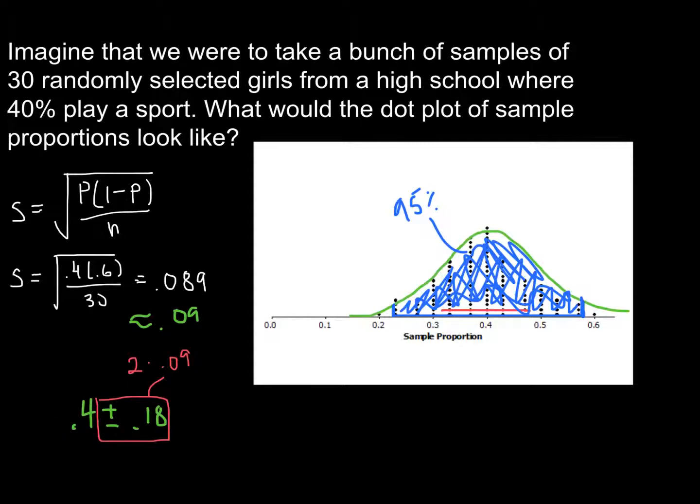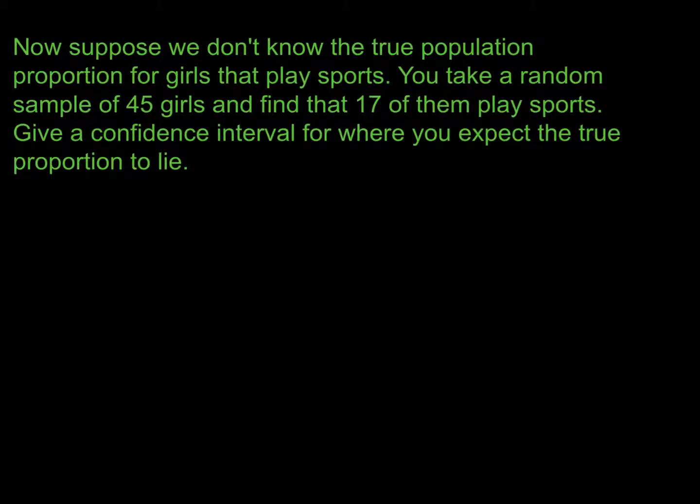Right, so now let's take a look at a more realistic situation, because you may have picked up on the fact that there is a particular aspect of this situation which is not very realistic. All right, suppose that we don't know the true proportion for girls that play sports. So you take a random sample of 45 girls and find that 17 of them play sports. What I want you to do is give a confidence interval for where you expect the true proportion to lie.